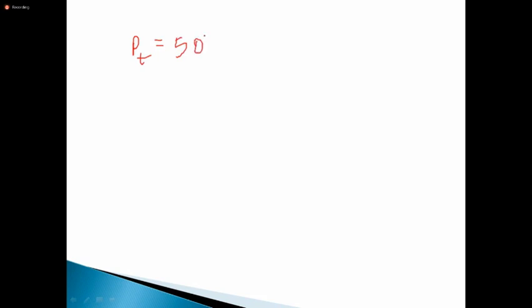50 watts. PT is 50 watts and GT is also given. What is GT? What is the transmitted antenna gain? It is given in the question. Read the question again.